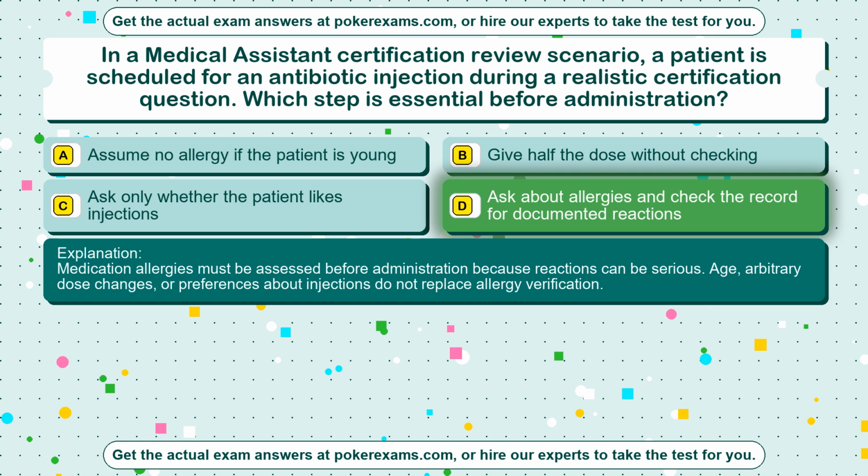Medication allergies must be assessed before administration because reactions can be serious. Age, arbitrary dose changes, or preferences about injections do not replace allergy verification.